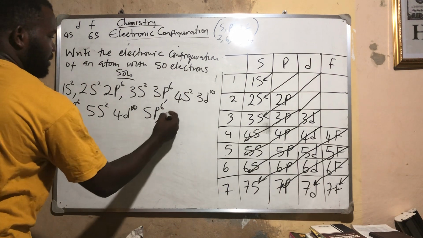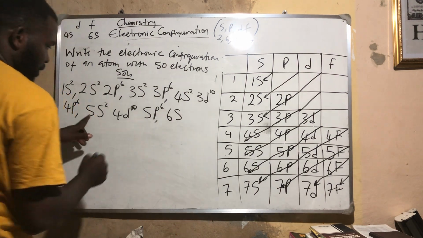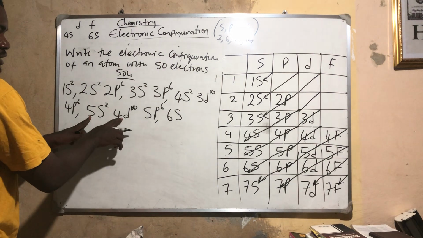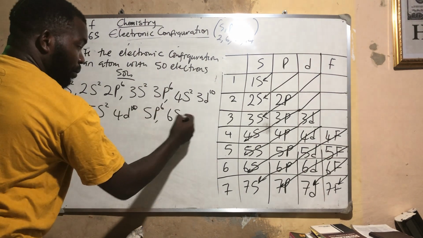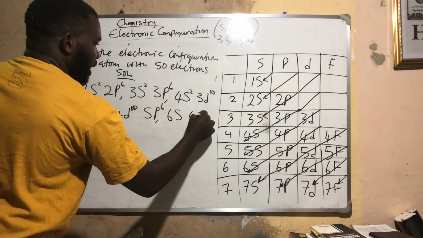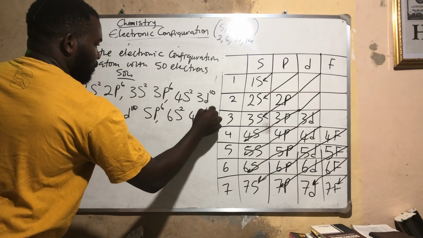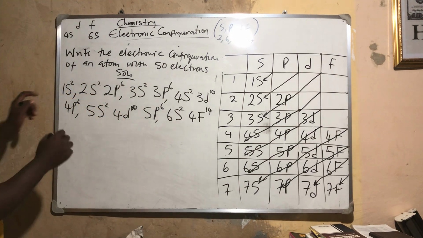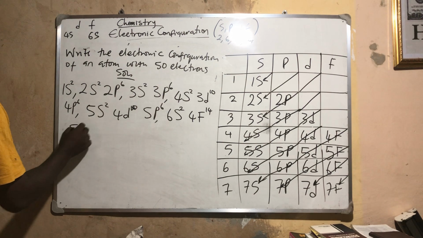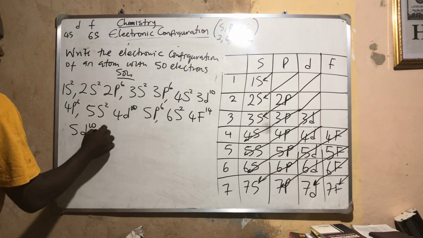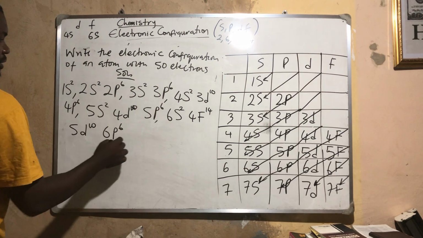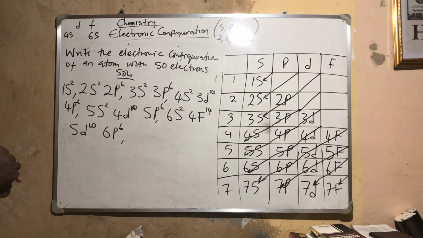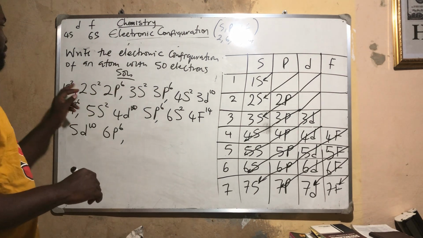Don't forget that F is coming in immediately after 6s. So we now write 6s2. Instead of increasing this one first, F will now come in with 4. So 4f is now coming in, with 14. Then after that, increase this one, 5d10, and then 6p6. You get that?